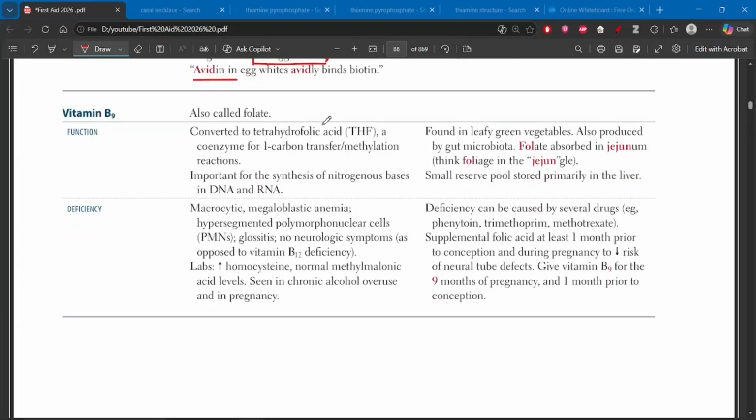Vitamin B9 is also called folate, and it's one of the more important ones. It's converted to tetrahydrofolic acid, THF, a coenzyme for one carbon reactions. You don't need to remember this, but it is important for the synthesis of nitrogenous bases of DNA and RNA. It's quite important. It's found in leafy green vegetables, so a person with a very bad, imbalanced diet can develop vitamin B9 deficiency.